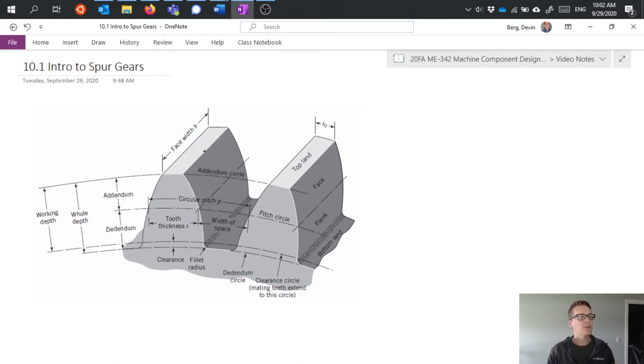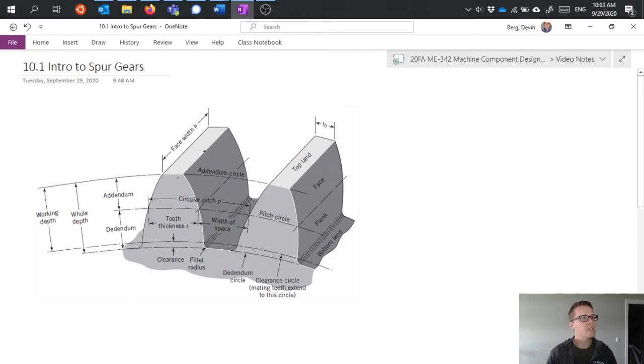Other geometry things to be aware of: we have what we call the pitch circle, which is this line here. We have the circular pitch, which is measured on the pitch circle, and it is the distance from one point on a tooth to the equivalent point on the next tooth. So it gives us a measure of how many teeth per inch along that pitch circle, or inches per tooth or millimeters per tooth, depending on which unit system we're talking about. We have a diameter that we often measure at that pitch circle location.